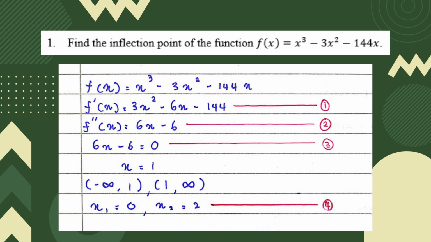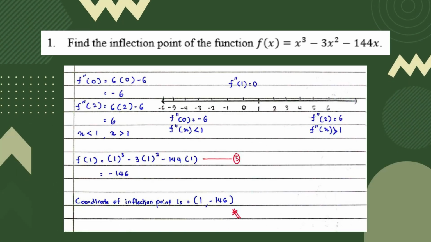So, in order to find the second derivative, we must find the first derivative first. The first derivative is 3x squared minus 6x minus 144. And then we can calculate the second derivative function, which is 6x minus 6. After we get the second derivative function, we can calculate the value of x, where 6x minus 6 equals 0. After we calculate, we get x equal to 1.